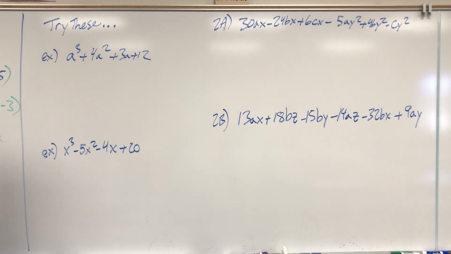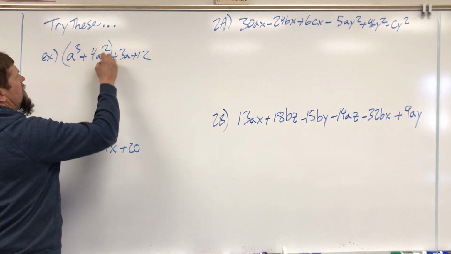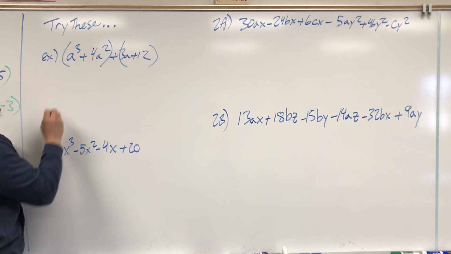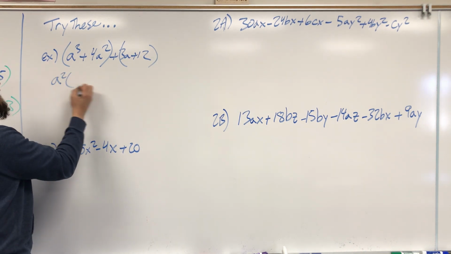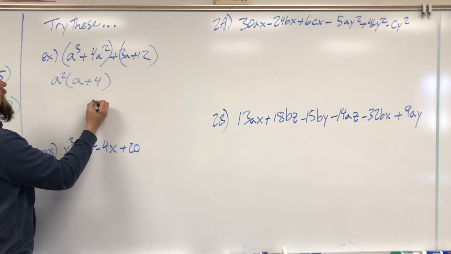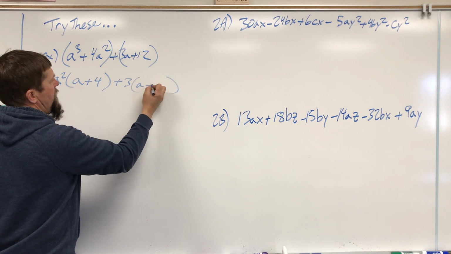Okay, welcome back. What you should have done on this one is group the first two, group the second two, take out an a squared in the first group, leaves me with an a plus 4. Take out a plus 3 in the second group, leaves me with an a plus 4.